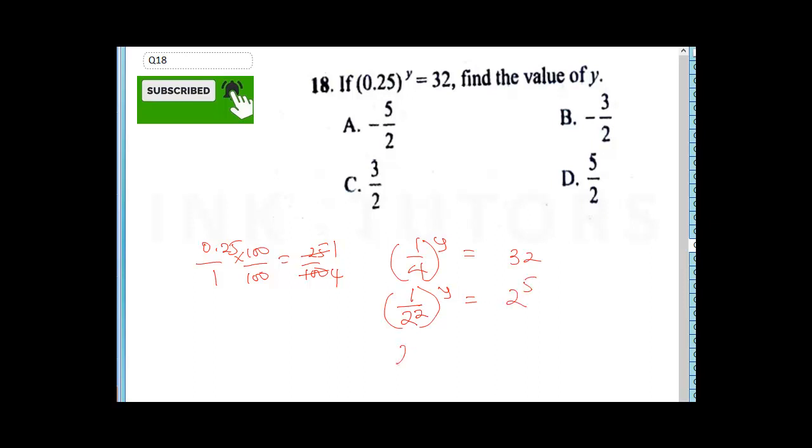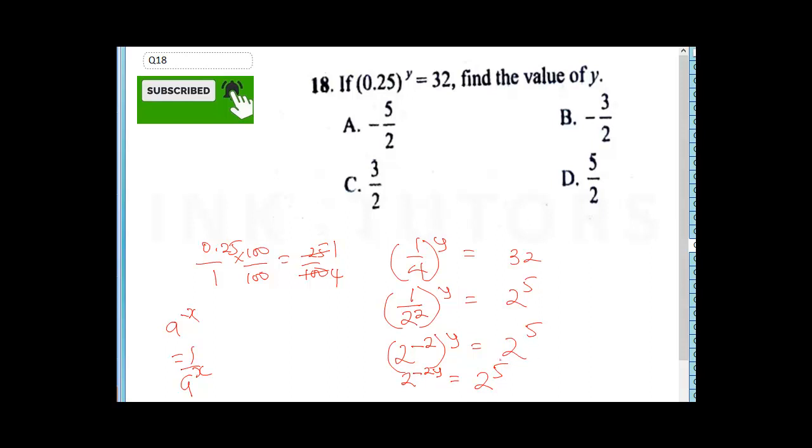Now this will give us 2 raised to power minus 2 all brackets y is equal to 2 raised to power 5. This is the negative law of indices, which states that if you have a raised to power minus x, it's equal to 1 over a raised to power x. So from here we can open the bracket and we will now have 2 raised to power minus 2y is equal to 2 raised to power 5.